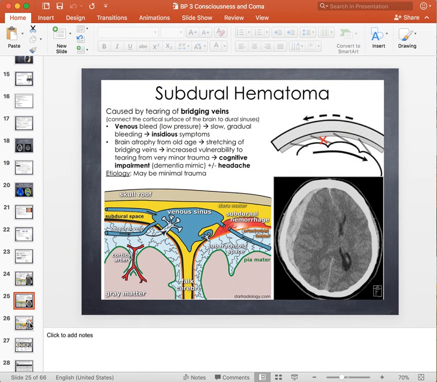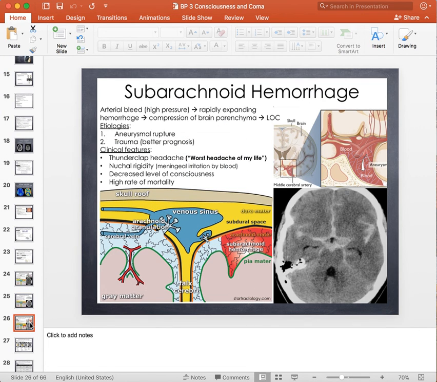All right. Subarachnoid hemorrhages. Subarachnoid hemorrhage is another emergency situation because it's an arterial bleed. This is most often caused by rupture of an aneurysm, and it causes very rapid filling of the subarachnoid space.